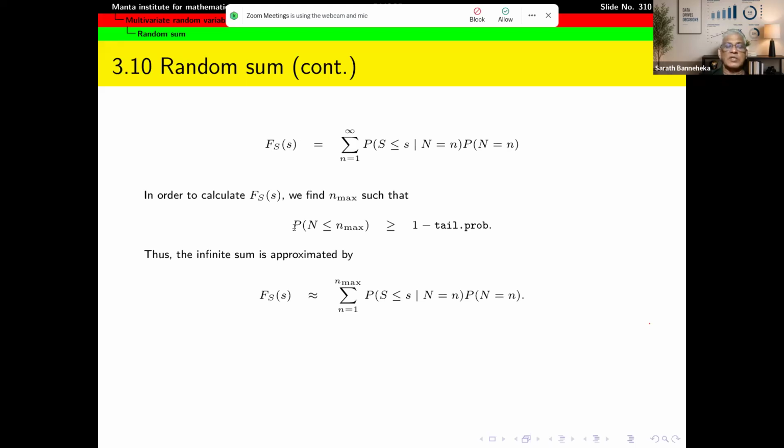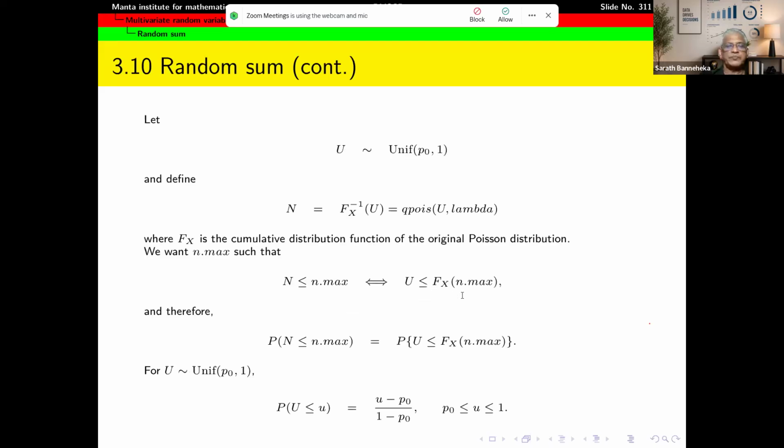And therefore, we want to find some n max so that the probability of n less than or equal to n max will be greater than or equal to 1 minus that very, very small probability. In other words, the probability of n greater than that number will be the tail probability that we consider very, very small. So what is the value of n satisfying that condition is the question, first of all. In that case, after finding n max, we will be approximating this quantity by this expression here, replacing this infinity by n max.